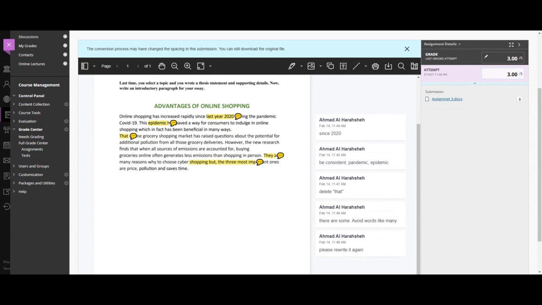But like I wrote, there are many reasons why to choose cyber shopping, but the most important three. So I meant like there are many, but I will just mention. If you'd like to take my advice, there are different reasons. It is better than many. There are different reasons why to choose cyber shopping, but the three most important ones are price, pollution, and saving time. Okay, doctor, thank you.